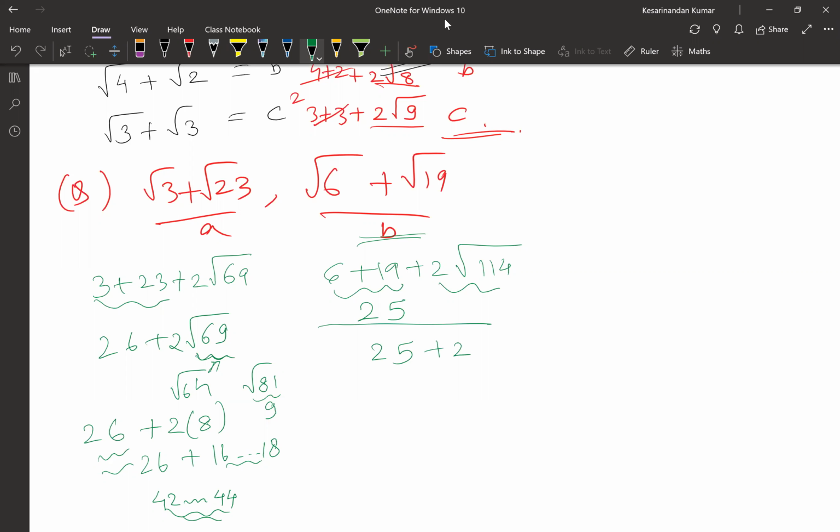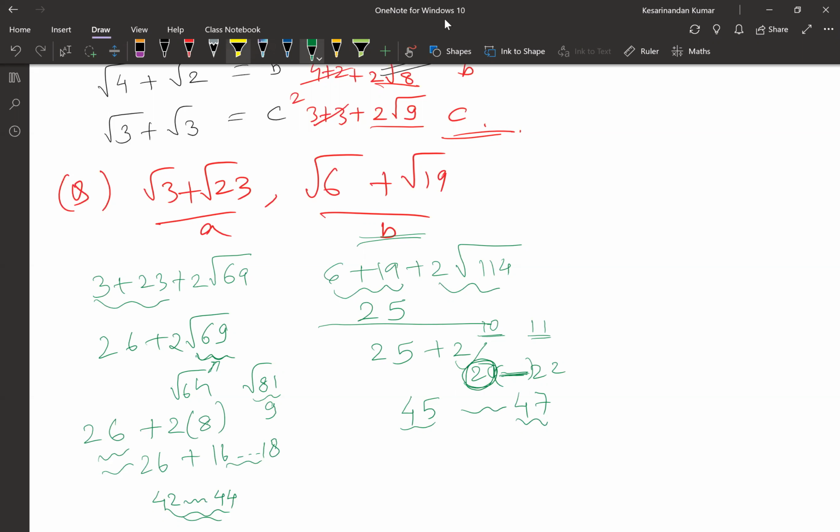25 plus 2, and how will we do 114? 121. Sorry, it will be slightly smaller than 121, so it will be between 10 and 11. Is it clear? Yes. So this will be between 20 and 22. The lowest value has to be 20 at least. You agree with that part? Yes. So the lowest value will be 45 and the highest value will be 47.